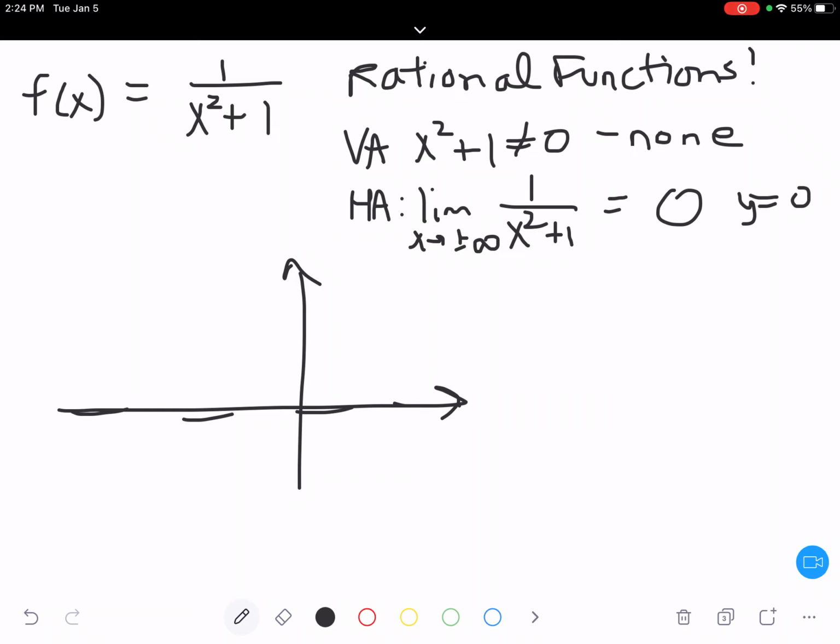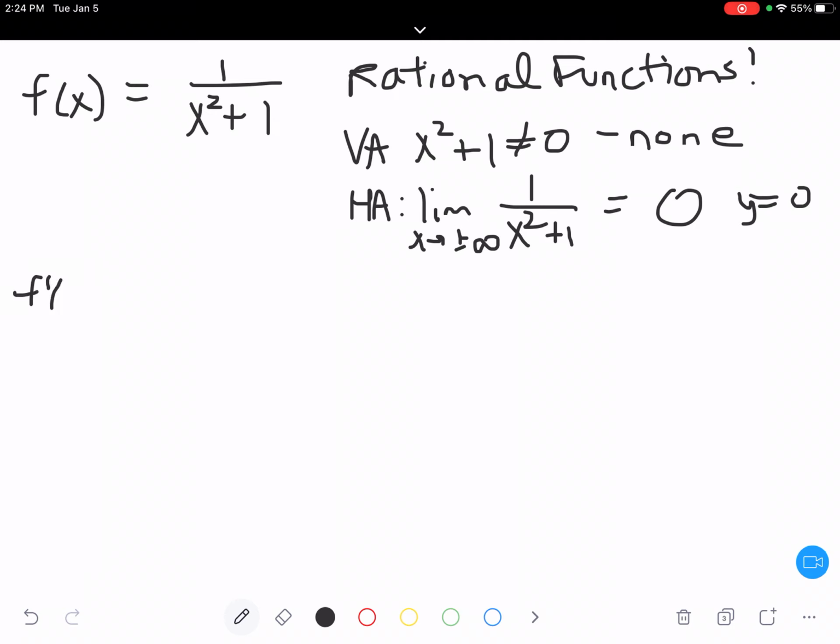I could find my y-intercept. My y-intercept, if I plug in 0 for x, I get 1 for y. But then on the rest of this, I don't know what this picture is supposed to look like. Okay, so instead of doing this and trying to do the guesswork, or you guys were taught to plug in points, plug in a million points, it's not very effective.